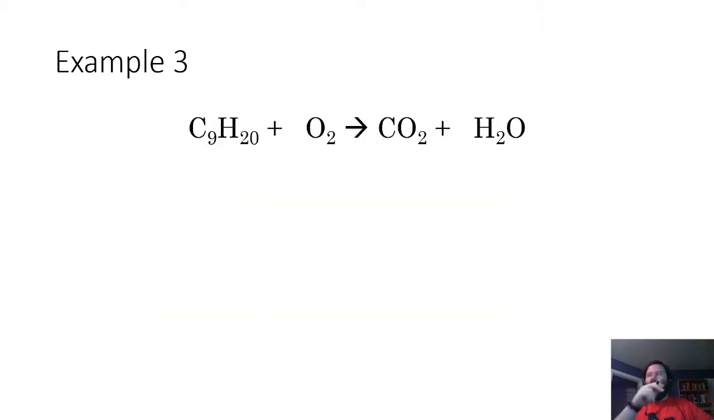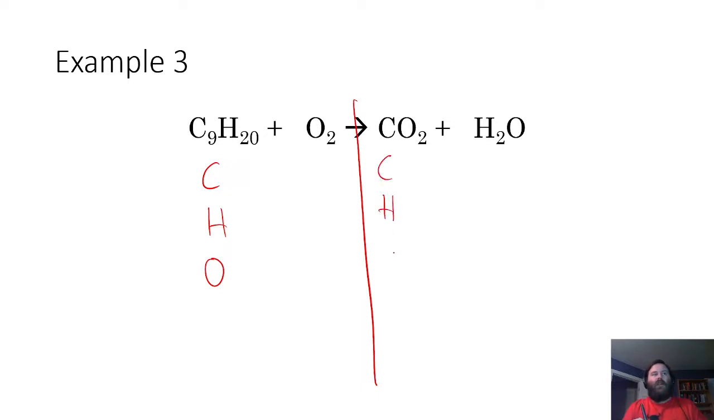Alright, then our last example, I believe. What type of reaction is this? It is combustion, right? Because you've got a hydrocarbon and oxygen making carbon dioxide and water. So, as is always the case in a combustion reaction, we've got C, H, and O, and C, H, and O.